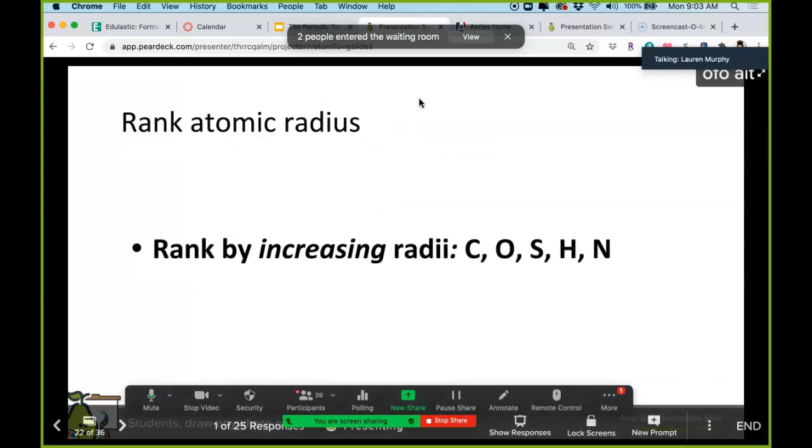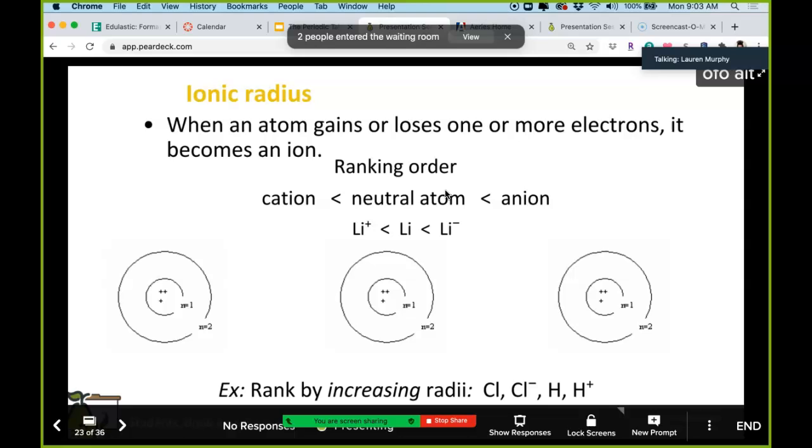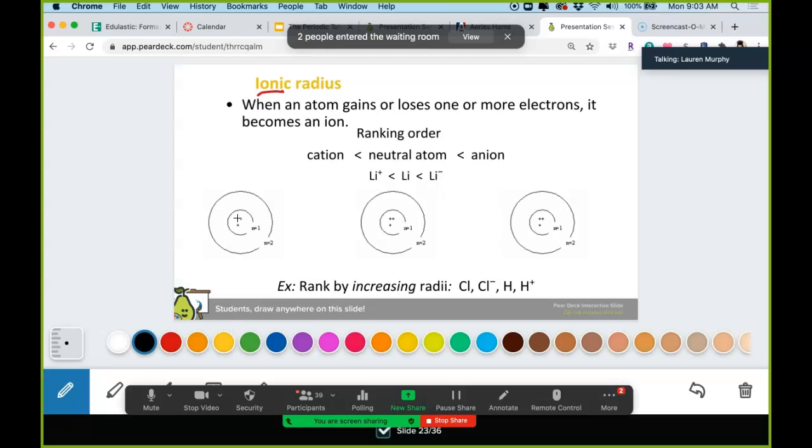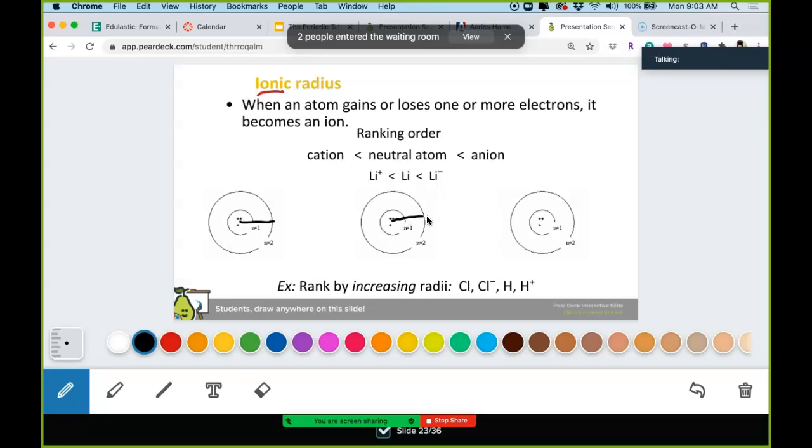It kind of tags off of this. Okay. So ionic radius, we are going to focus on atoms gaining or losing electrons. That's what the word ion means. You're either gaining or losing electrons. So look, I'm going to start with neutral lithium. Neutral lithiums have 3 electrons. That's what these dashed lines are.